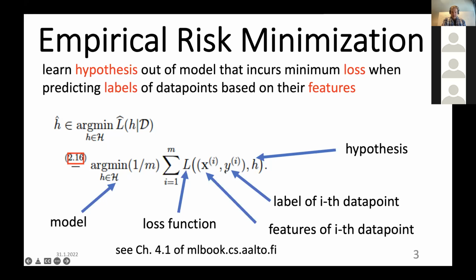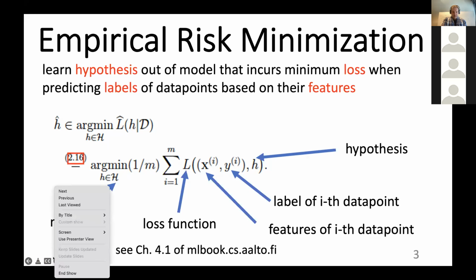Typically, we do not know the label except for some data points, which we call a labeled data set or a training set. So we can use this training set to try out different hypotheses and measure the quality of their predictions. For example, one way could be to, where do I have it here?